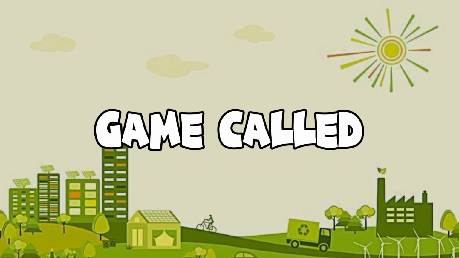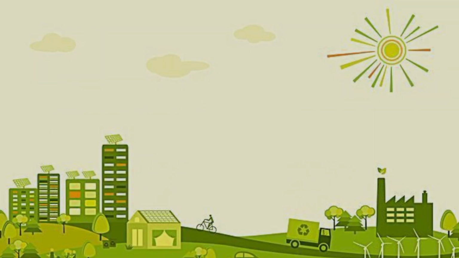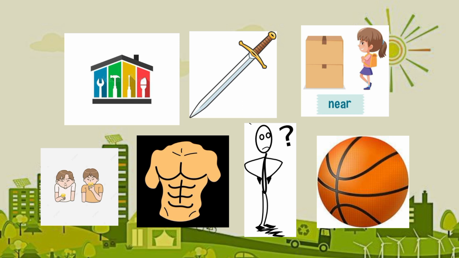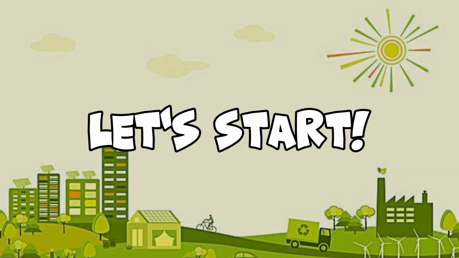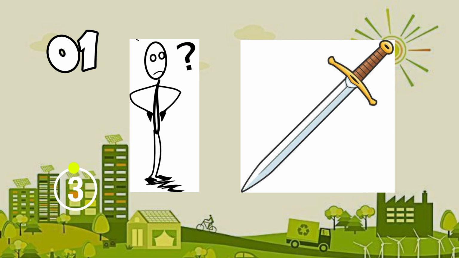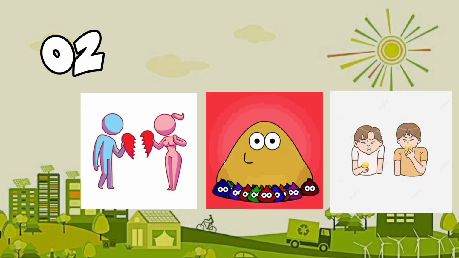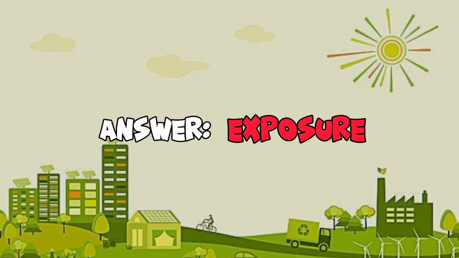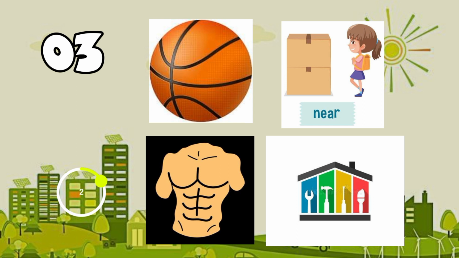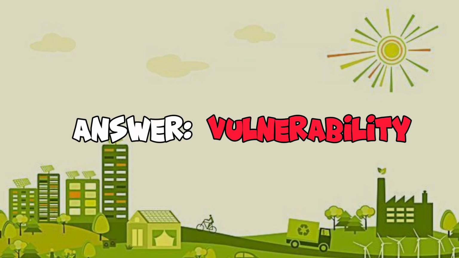Let's play a game called Guess the Word. Take a look at the following pictures and identify what it indicates. Let's start! The answer is hazard. The answer is exposure. The answer is vulnerability. Alright, now that we are all warmed up, let's jump into today's topic.